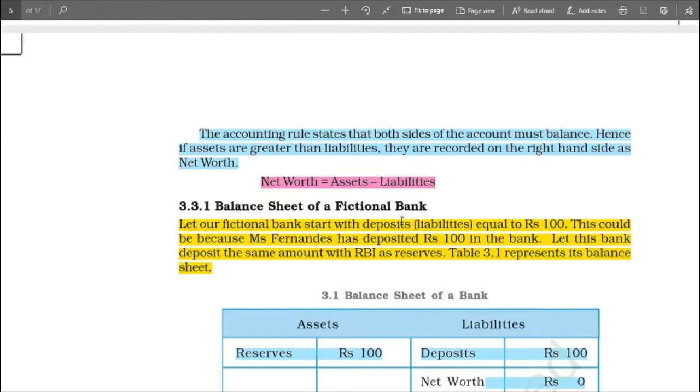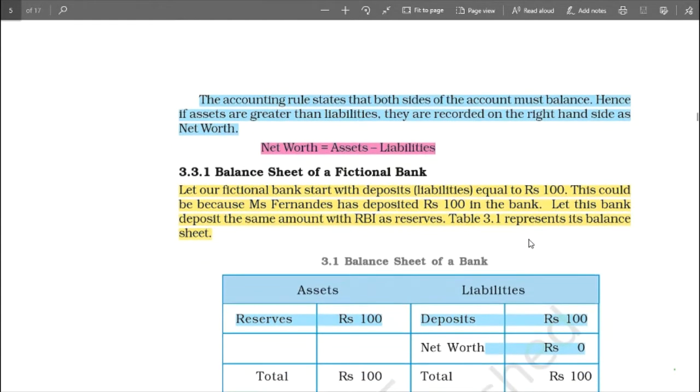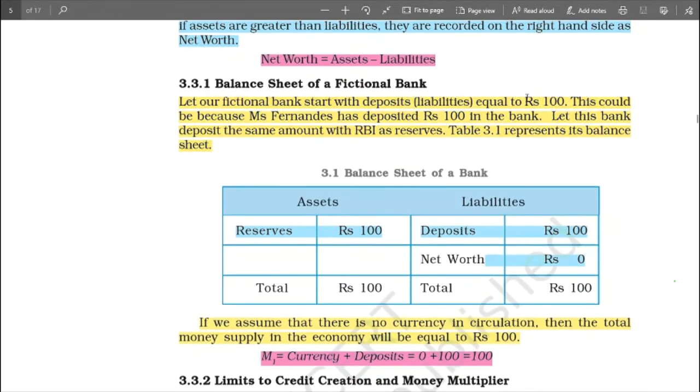It has to return it whenever they demand. This could be because Miss X has deposited 100 in the bank, so it owes this person 100 rupees, so it becomes a liability. But we all know that there is a time gap before the person can withdraw the money, so that's why it will keep this amount as a reserve. Let this bank deposit the same amount with the Reserve Bank as reserve.